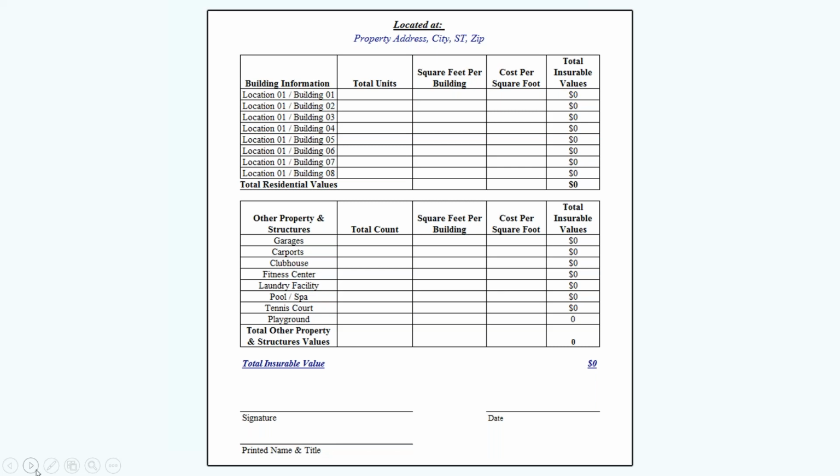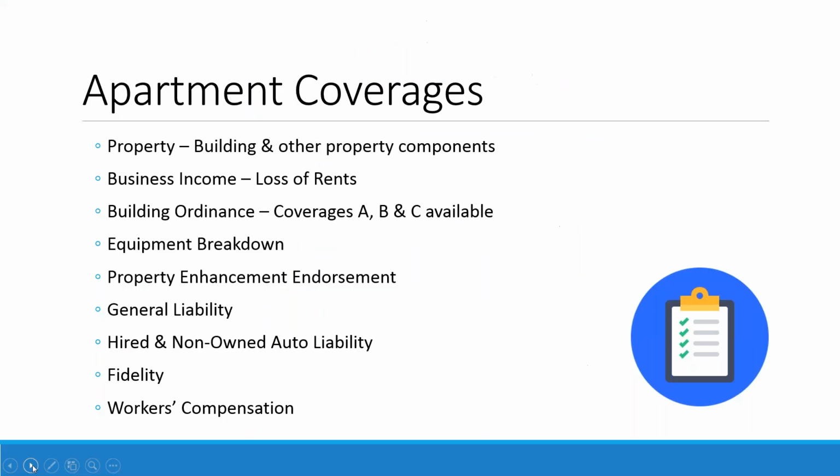And then next we're going to talk about the different types of coverages that apartments need. So property, obviously that's the main one, insuring the properties, the building and any other property components. That is first and foremost one of the most important coverages for an apartment owner. Others would be the business income, in this instance the loss of rents. When it comes to loss of rents, most of my markets do not offer ALS, so I do need what the annual rents are in order to offer that coverage.